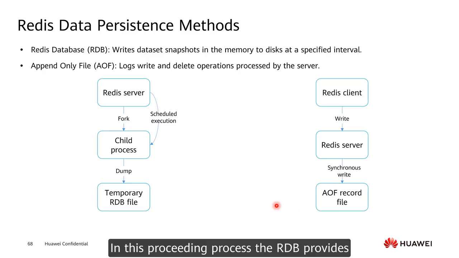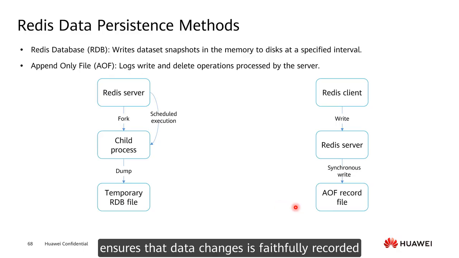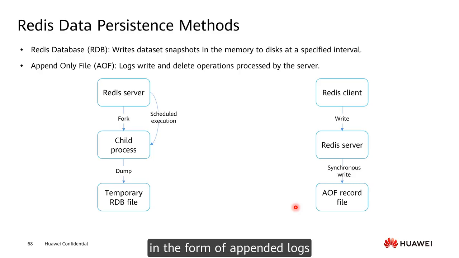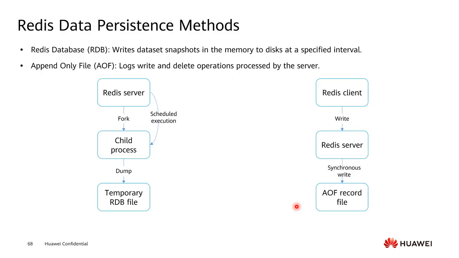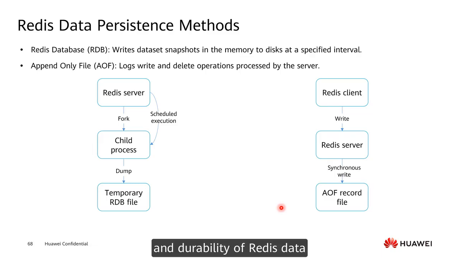So in this preceding process, the RDB provides quick data recovery in the form of periodic snapshots, while the AOF ensures that every data change is faithfully recorded in the form of appended logs. The combination of the two ensures high availability and durability of Redis data.